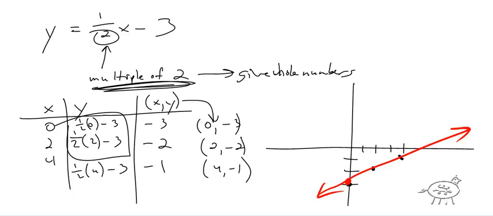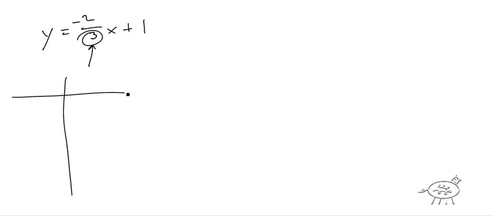Let's try a couple more here. Y equals negative 2/3 x plus 1. Okay, so what are you going to do? You're going to choose multiples of 3. So I'm going to choose 0, 3, and 6. Again, I don't care if you use your calculator. Negative 2/3 times 0 is the best number in the world, guys, because anything times 0 is 0.